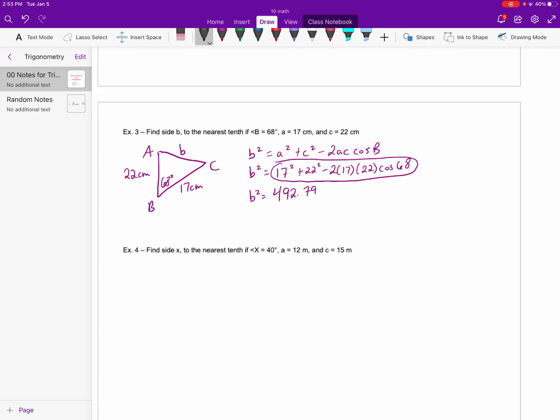Next, to get the value of b, this is the goal, we're going to have to square root both sides. So we're going to take the square root of this, square root of that, and we get b equals 22.2 approximately centimeters. And there we go. We just solved for this side length right here.